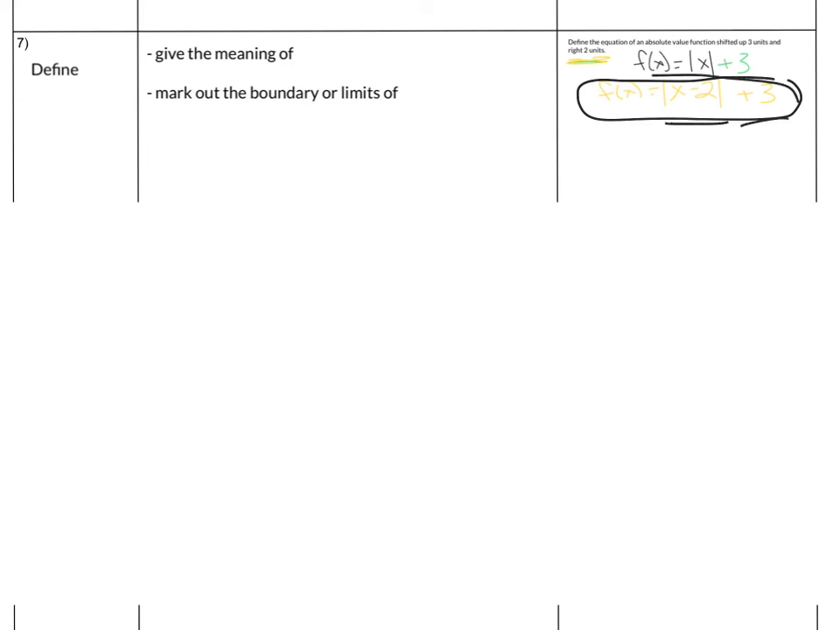This is what the limits are. This is what the boundaries are. If we gave that to someone, we could graph it and we'd get the correct graph.